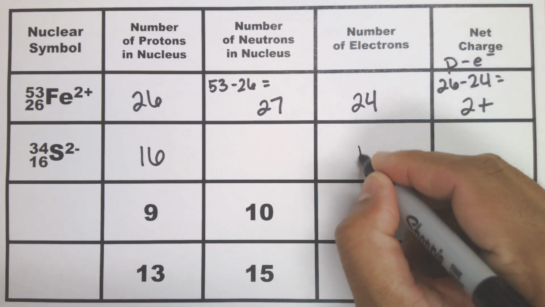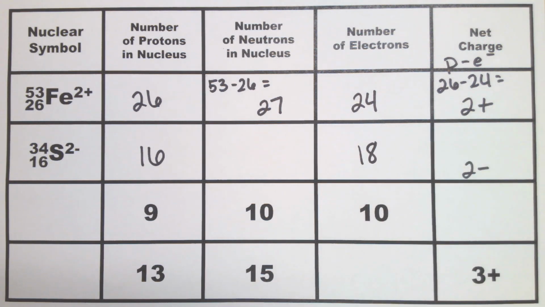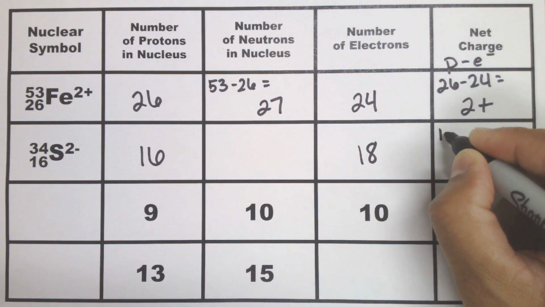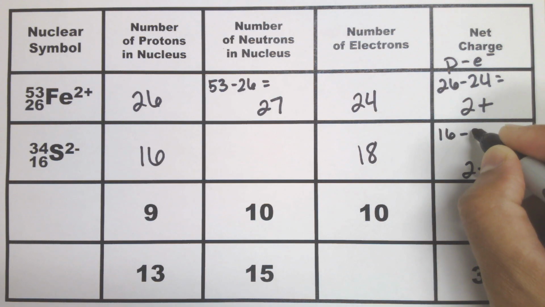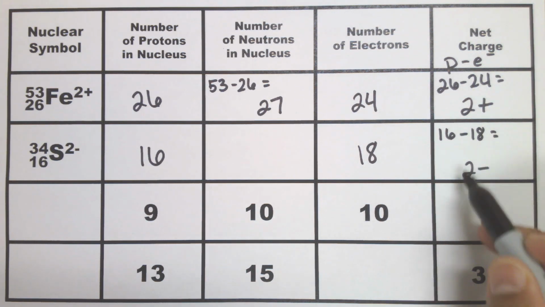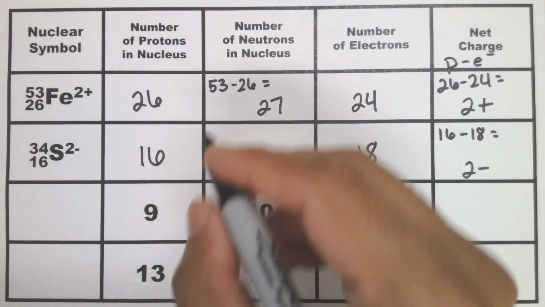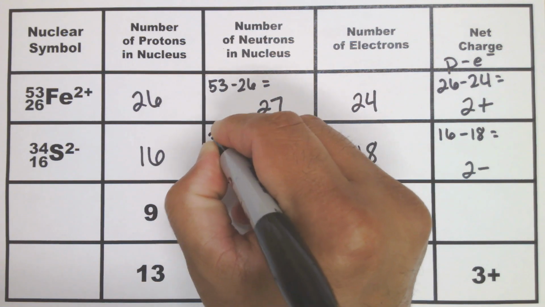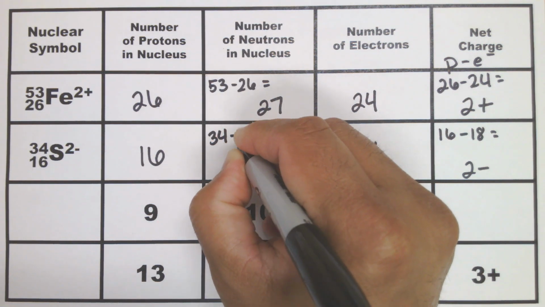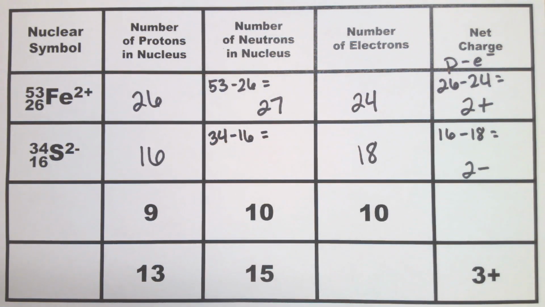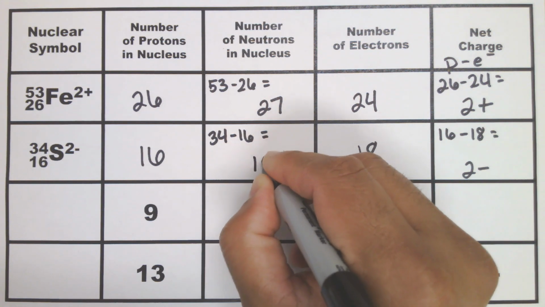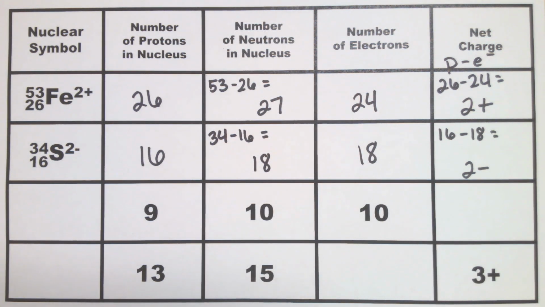So how many electrons? 18. Again, we can check our work. You'll notice the difference here. 16 minus 18 gives us that net negative 2 charge. Neutrons in the nucleus, we'll take our mass number and subtract the protons. This gives us 18 neutrons in the nucleus.